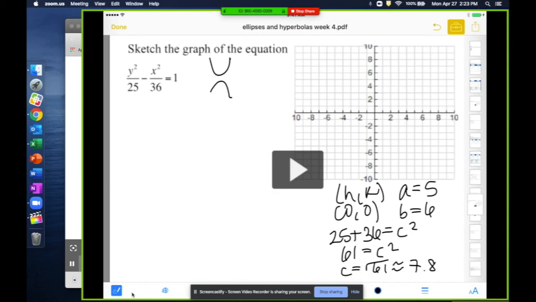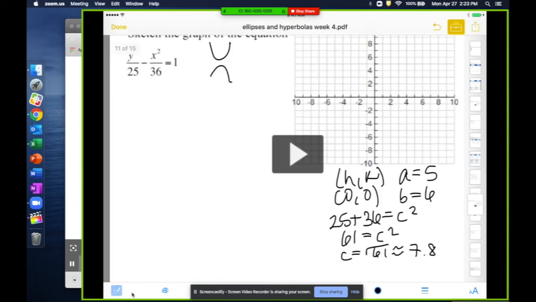What I also did is I found the square root of 61, which is approximately 7.8, and the c value is going to be the distance from the center to the foci. So a lot of pretty important pieces of information here. I'm going to graph all these different pieces, my center, my vertices, my foci, and it's going to approximately look like that, and I'm going to try to find the asymptotes to see where those diagonal lines are going to be.